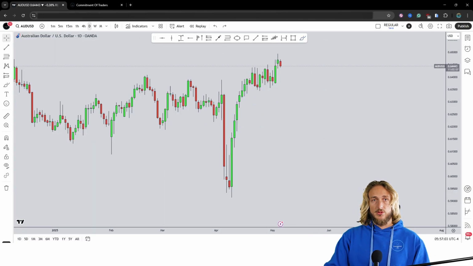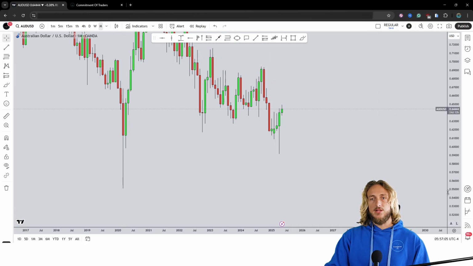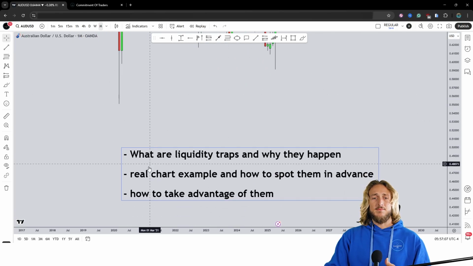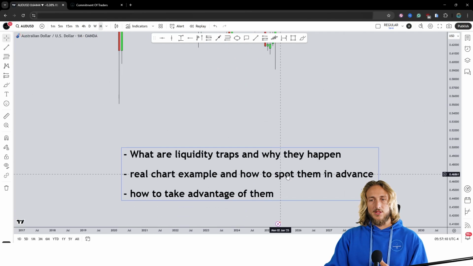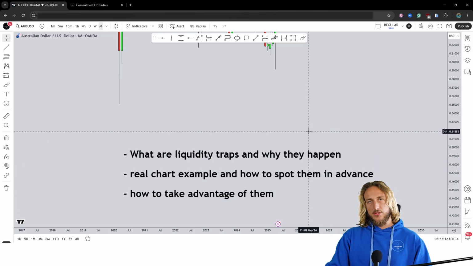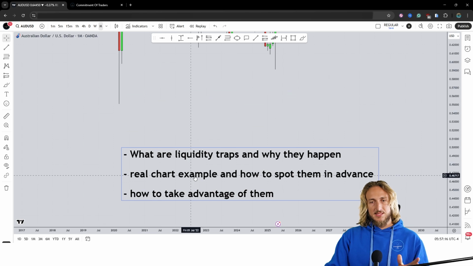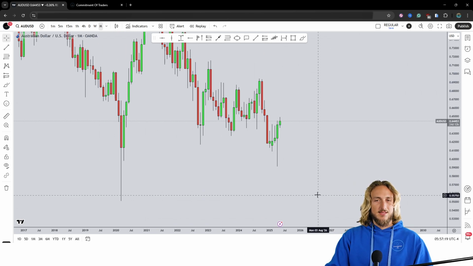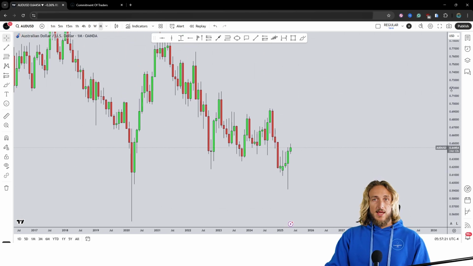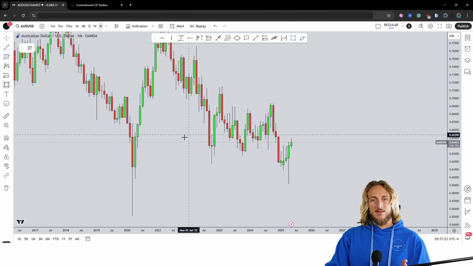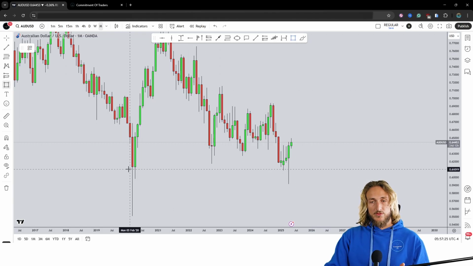The first important thing that we need to really understand, before going into a real chart example, is how to spot these liquidity traps in advance. Well, actually, we will be discussing these two things at the same moment, because we have luck on our side: one of these liquidity traps actually just happened here on AUD USD. So we can take the real chart example and use it to explain the concept.